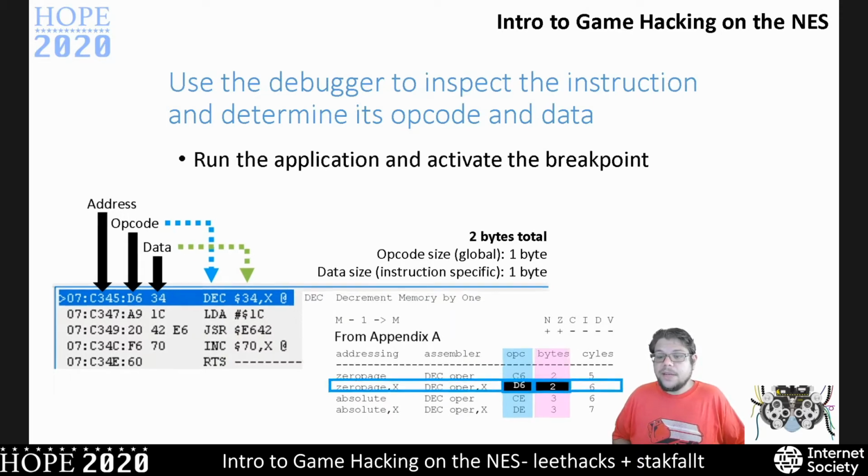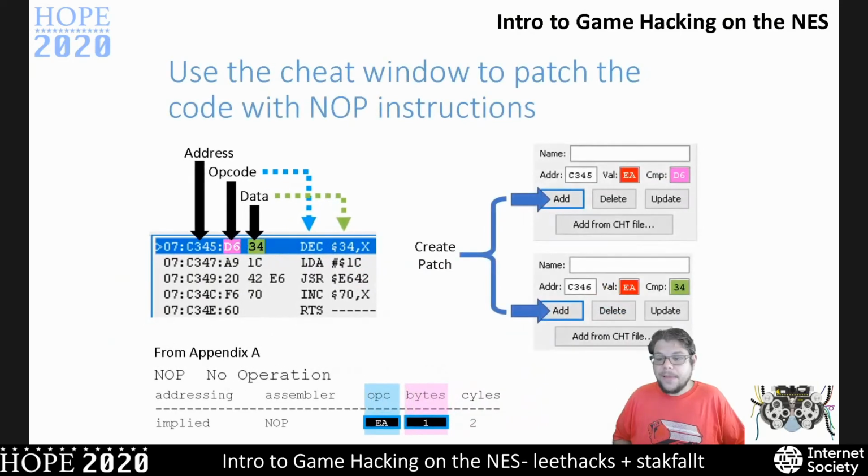Okay? So the next step is to perform a patch, and we're going to patch that behavior with NOPs. We're going to go to address C345, and we're going to patch opcode D6 with EA, right? EA is the opcode for the NOP. So we're going to go to C345, look for D6, and patch that out with EA, okay?